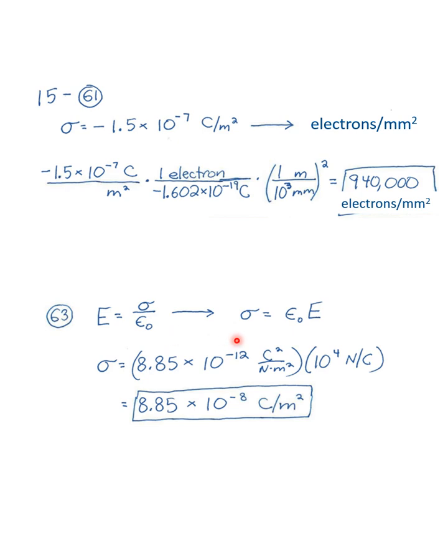So let's solve for sigma. The question is asking find the charge density. That's what this is. Sigma equals epsilon naught times E. And then you just plug in the values given. So you get 8.85 times 10 to the negative 8 coulombs per meter squared.